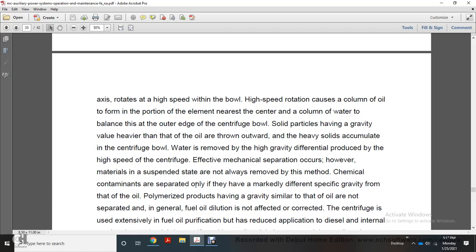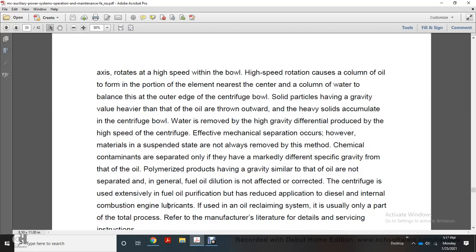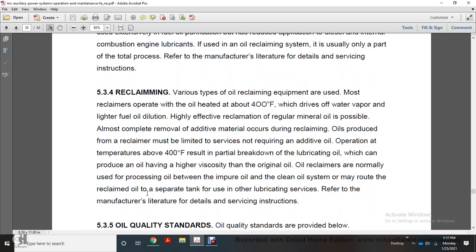Chemical contaminants are separated only if they have a markedly different specific gravity from that of the oil. Polymerized products having a gravity similar to that of oil are not separated. In general, fuel oil dilution is not removed effectively. The centrifuge is used extensively in fuel oil purification, but has reduced application to diesel internal combustion engine lubricants. If used as an oil reclaiming system, it is used only as a part of the total process. Refer to the manufacturer literature for detailed servicing instructions.